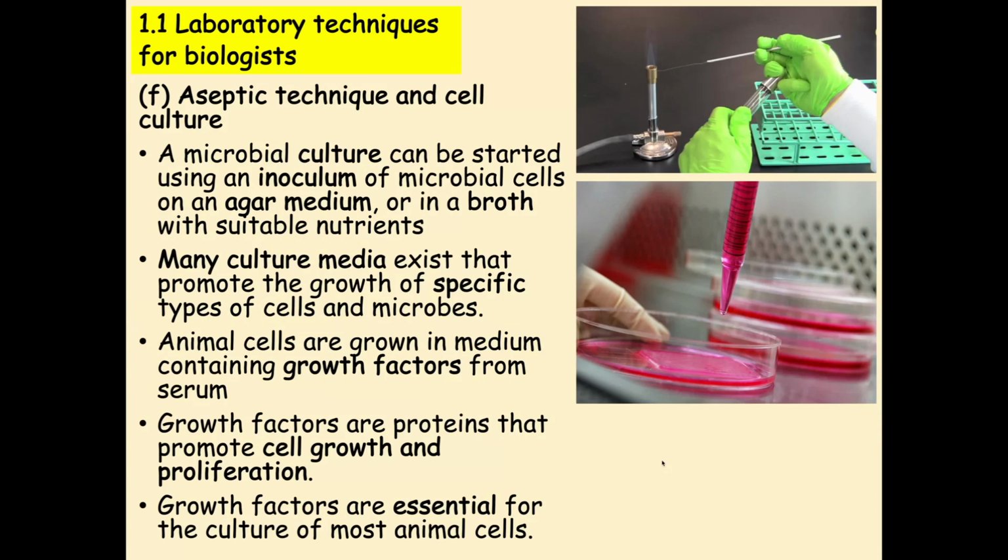So you would have a culture medium which is specific to whatever it happens to be that you're growing, okay? Animal cells are grown in media that tend to contain growth factors from serum, and the growth factors are proteins that promote both cell growth and proliferation, okay? Because we want those cells to grow quickly, and we want them to proliferate and to create many of those cells quite quickly. So those growth factors are essential for that.